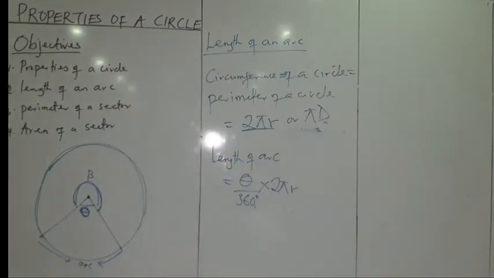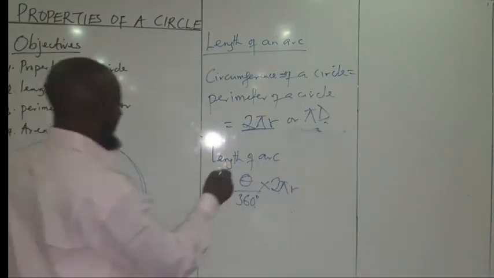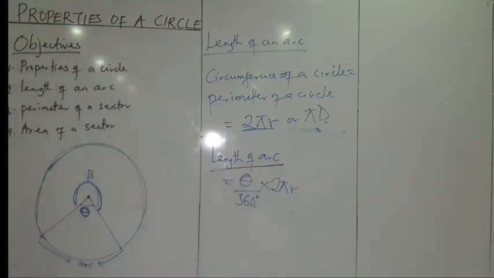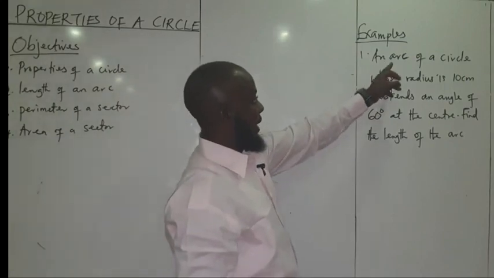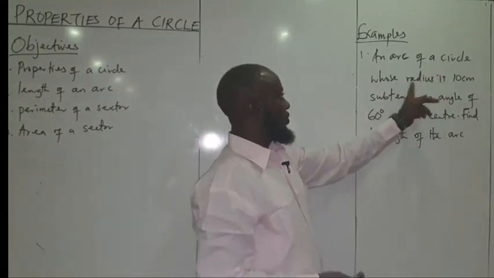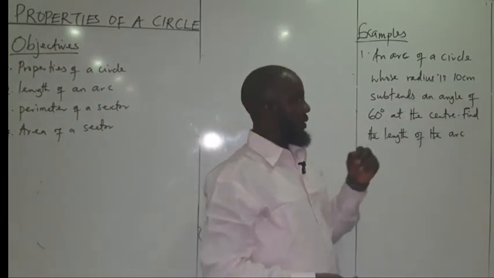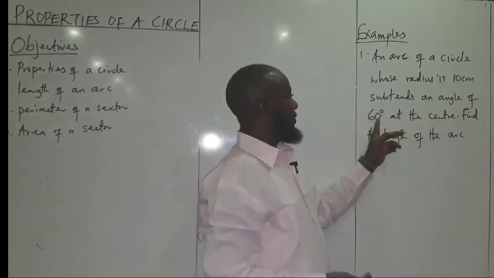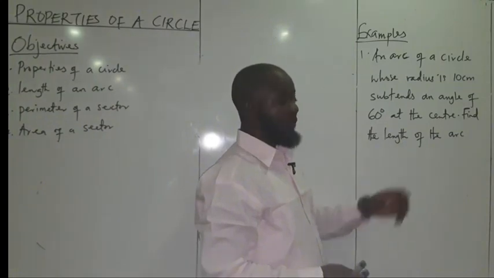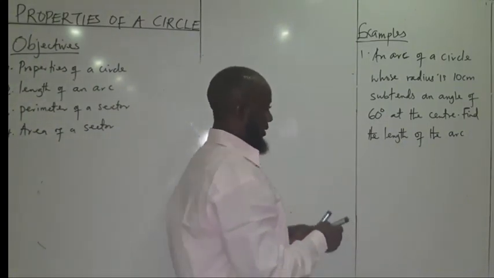Right? So let's look at an example and see how we're going to apply this into a question. So this is the first example here. An arc of a circle whose radius is 10 centimeters subtends an angle of 60 degrees at the center. Find the length of the arc. So this is the question.